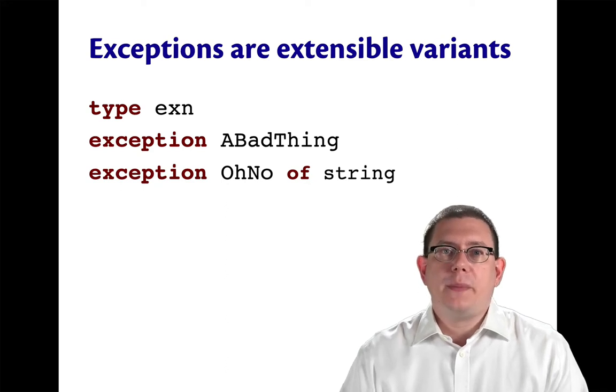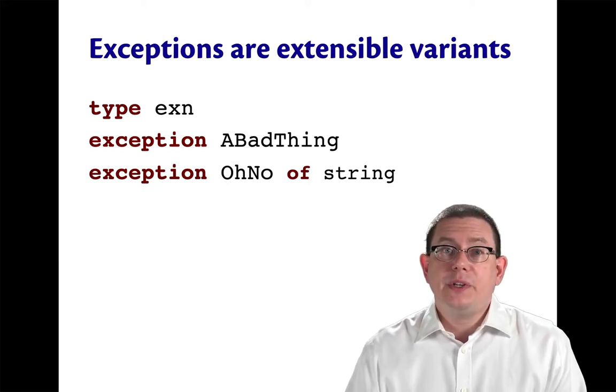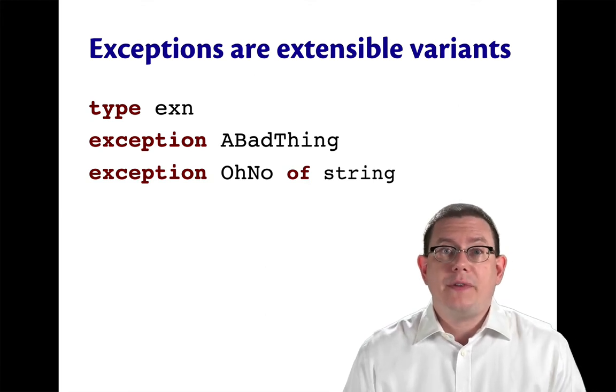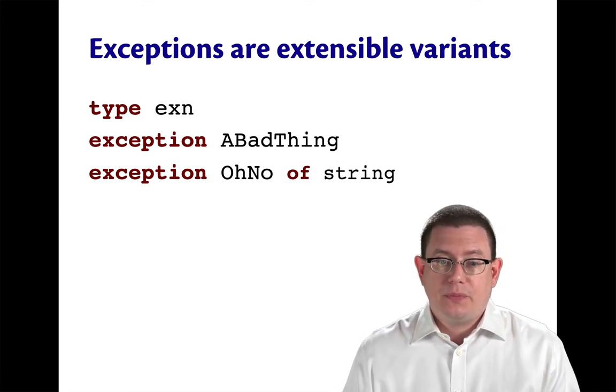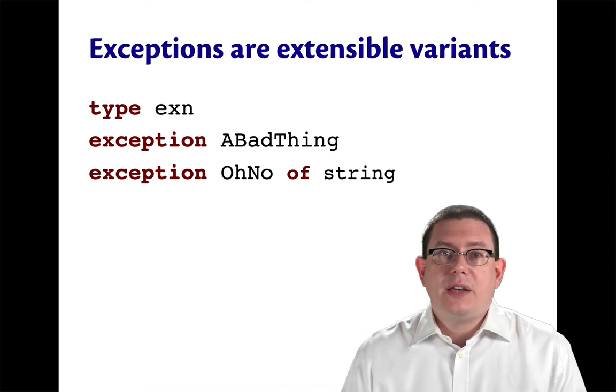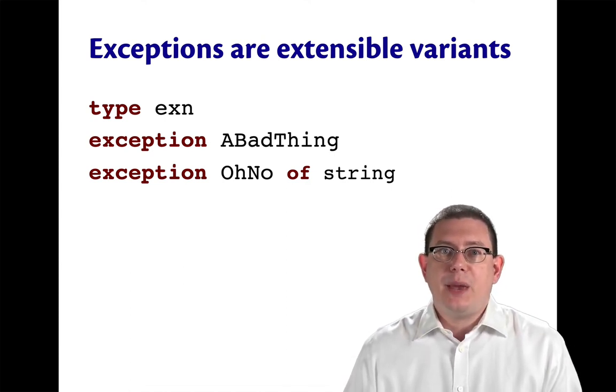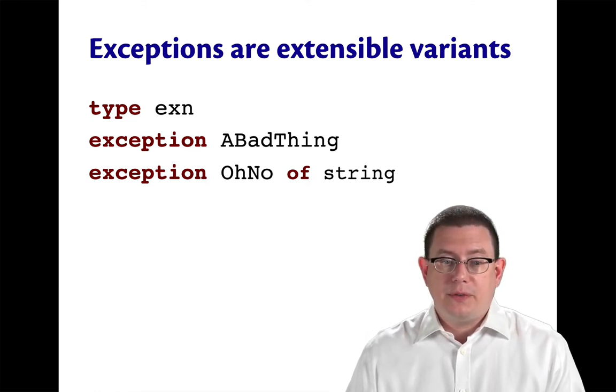We've put off talking about exceptions for a while now. The reason why is that they really are just variants. Now that we know about variants, we can understand exceptions. There is a type in OCaml called exn. This is the built-in type of exceptions. And all exceptions are actually values of that type.